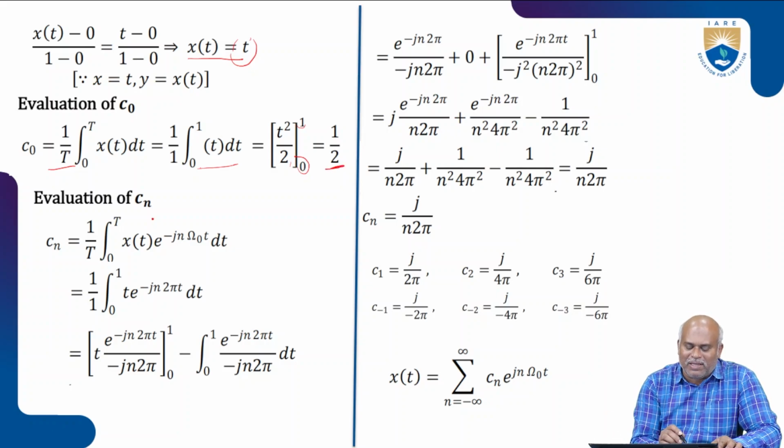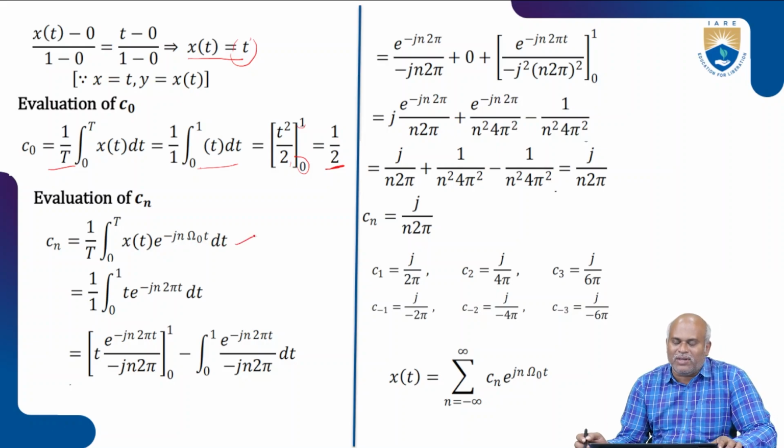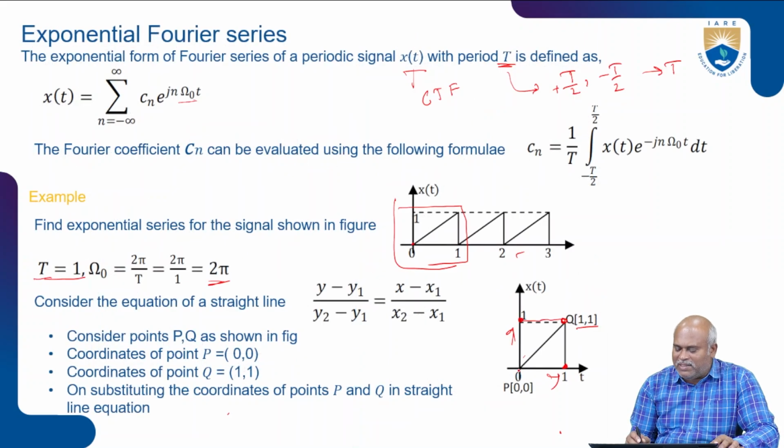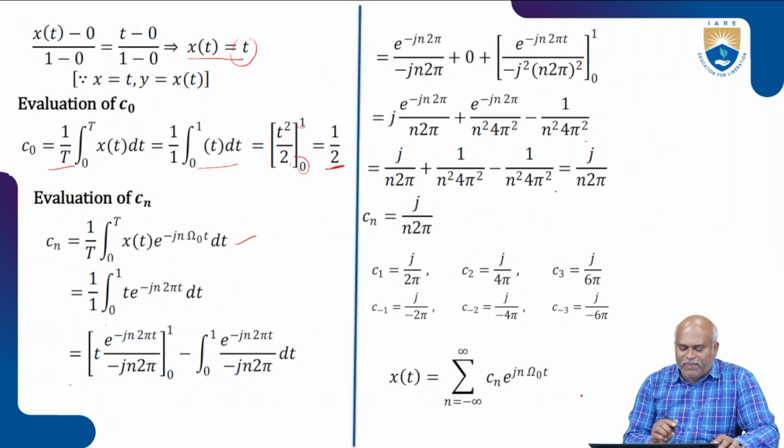Next, we need to evaluate C of n. The C of n is equal to 1 by T integration of 0 to T x of t e power minus j n omega 0 t dt. This formula we know for the exponential Fourier series coefficient. Based on this condition, we substitute 1 by 1, that is T is equal to 1, x equal to t, and the interval is 0 to 1 as in the waveform. See, the waveform interval is 0 to 1. Then we substitute for 0 to 1, x of t is equal to t, e power minus j n, and omega 0 is represented as 2 pi, t dt.